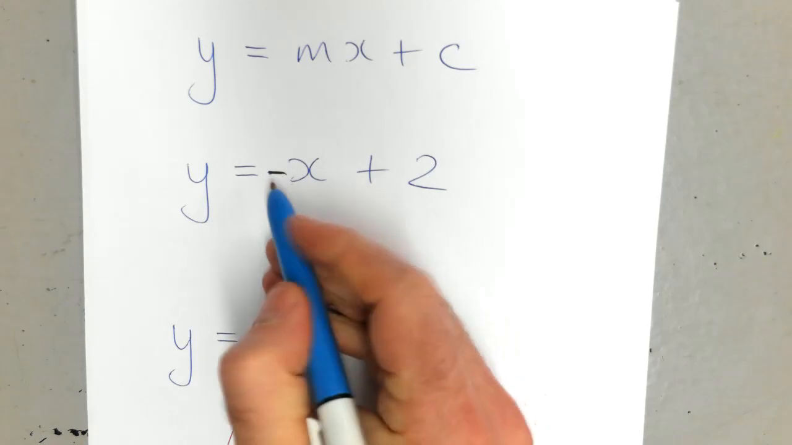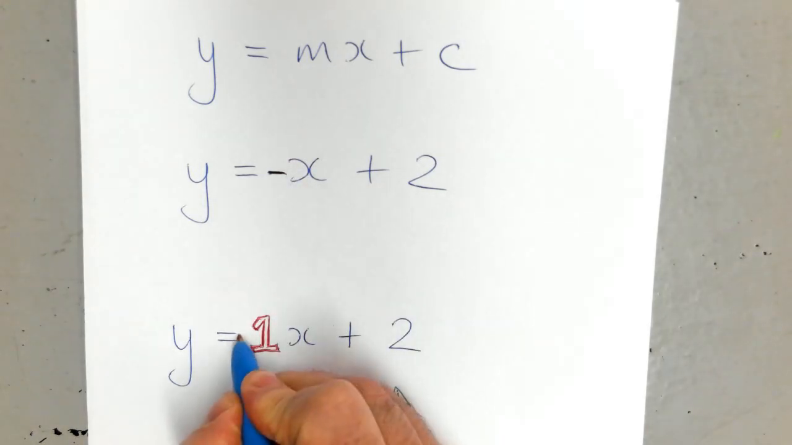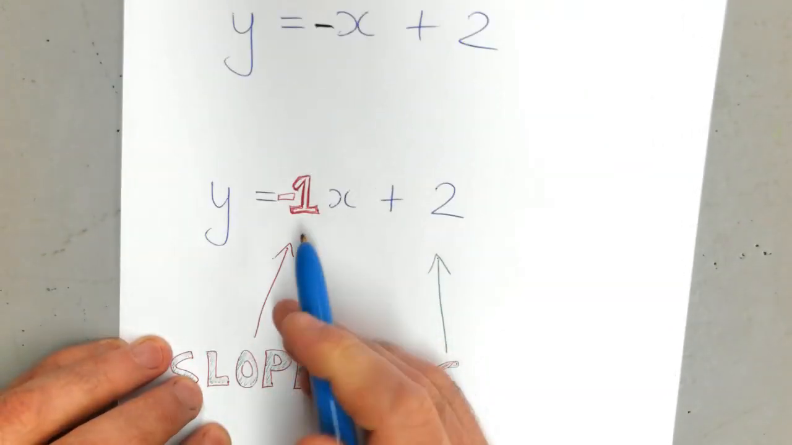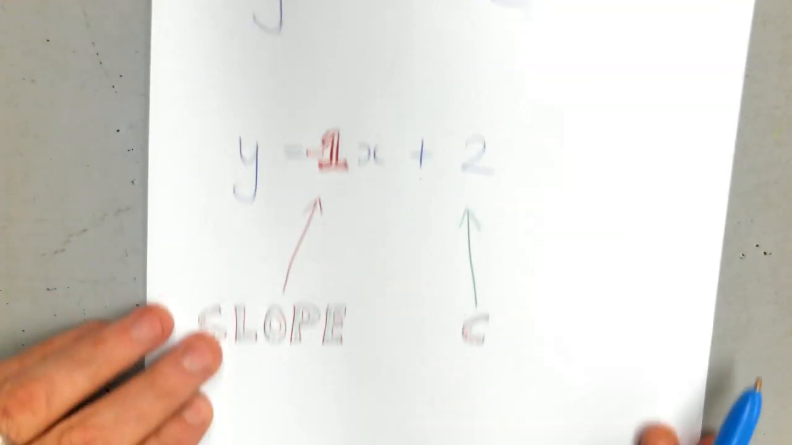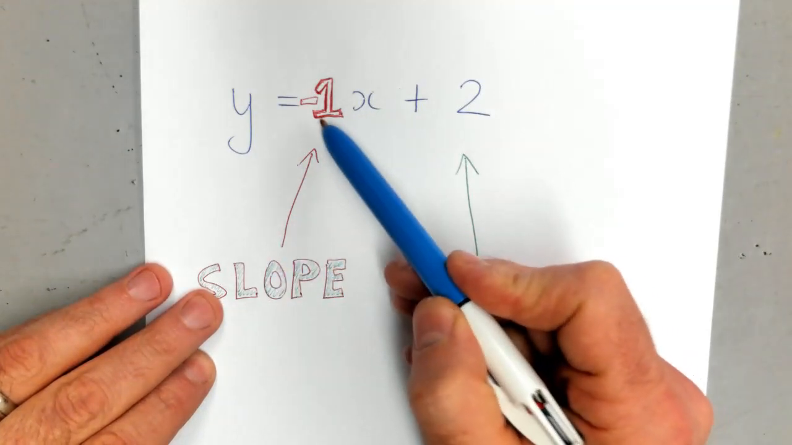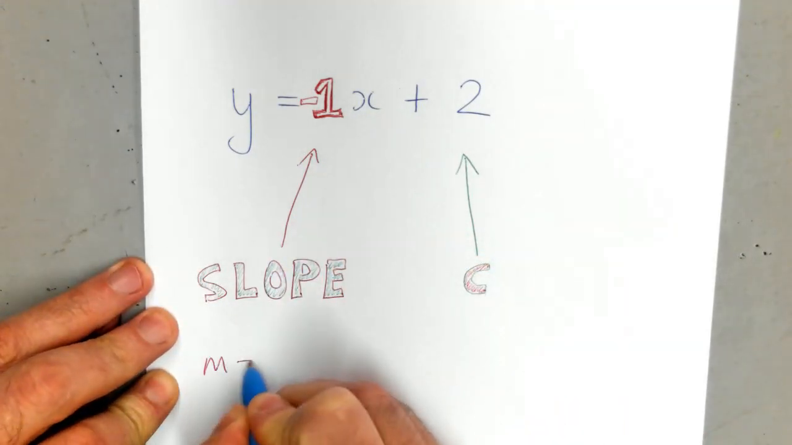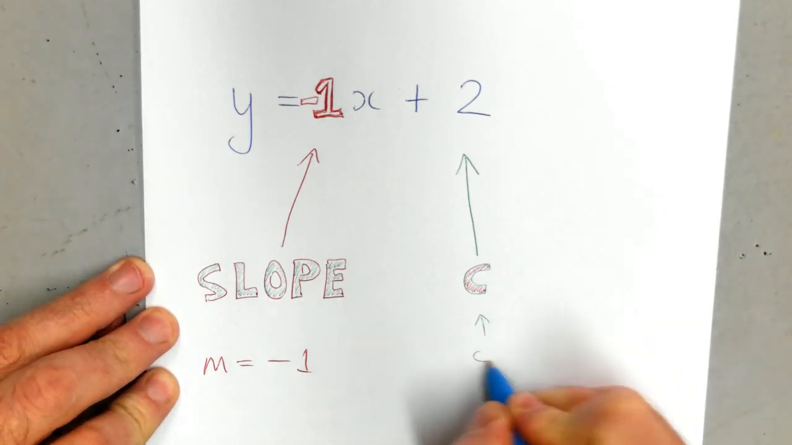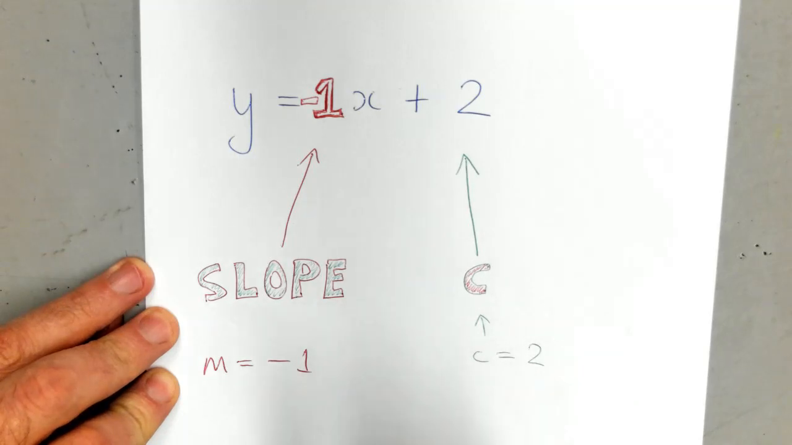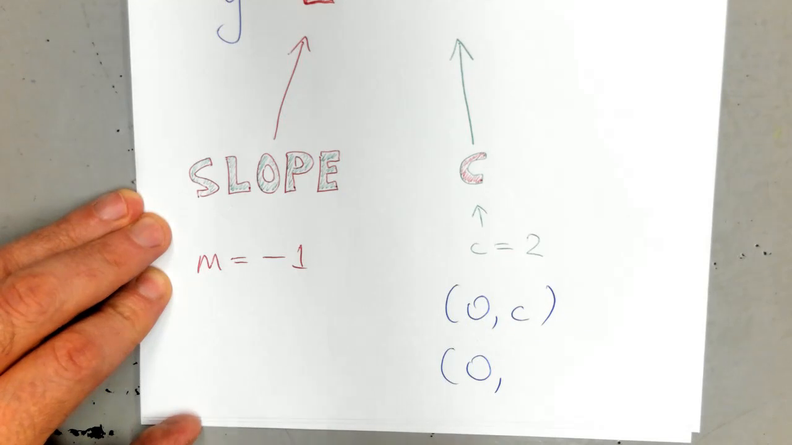And that minus x, you say to yourself, what's the number there? Well, the number is minus 1. So it's minus 1 x plus 2. Now that we've got that, we can read off the slope, which is minus 1. m equals minus 1. And we can read off the y-intercept. c is 2. Of course, the coordinates of where the line cuts through the y-axis are 0, c, which is 0, 2. And that's the answer to that question.